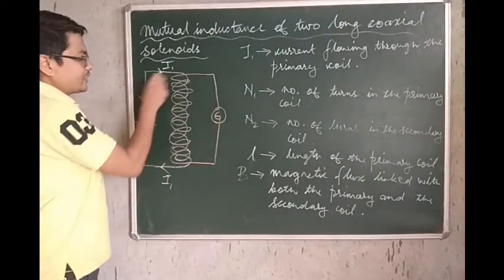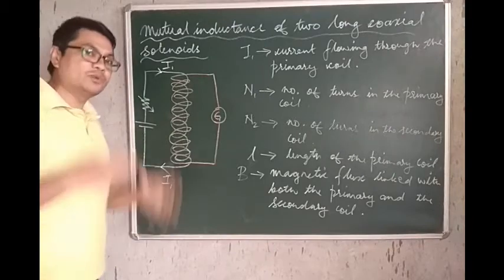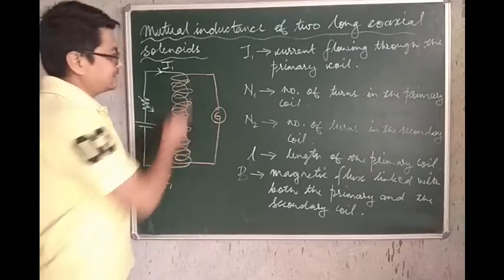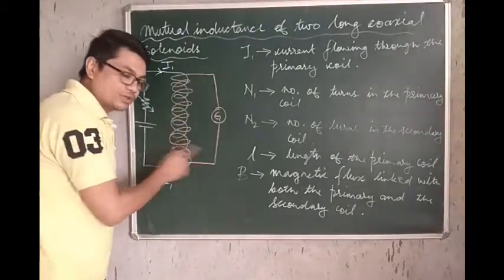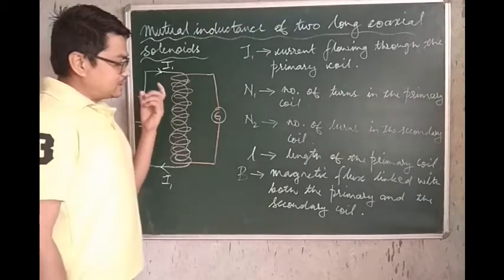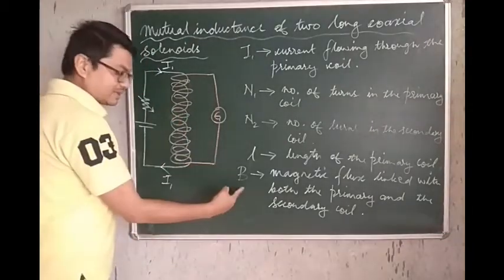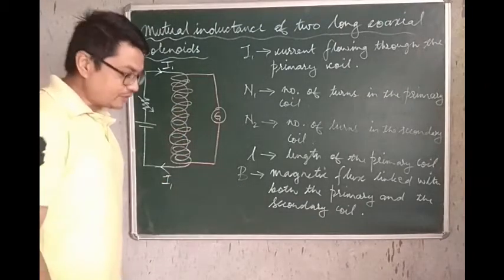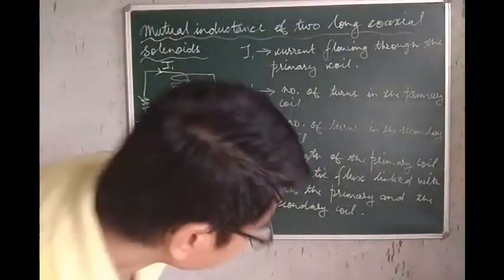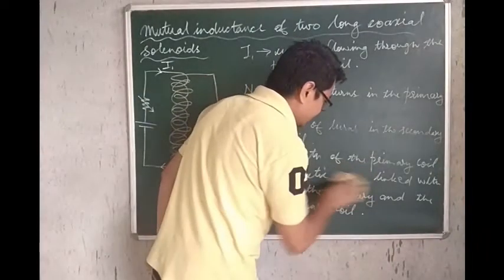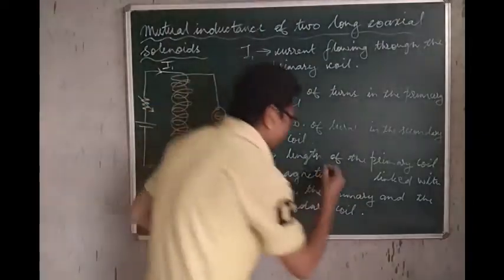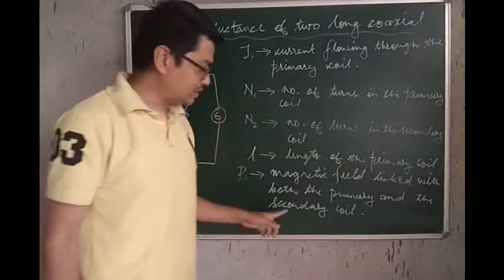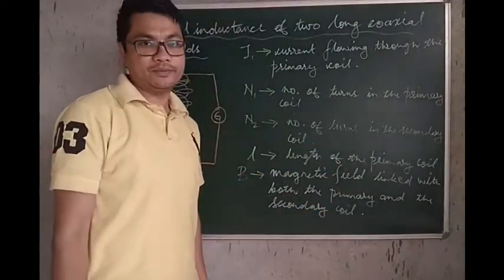So, due to current I1 flowing through the primary coil, there will be a magnetic field at any point inside the primary coil. But since the secondary coil is also wound over the same core, the magnetic field at any point inside the secondary coil will also be B. So B is not the magnetic flux, it's the magnetic field. It's a wrong word that I've written. Okay, please do the correction like I'm doing. B is the magnetic field linked with both the primary and the secondary coil.